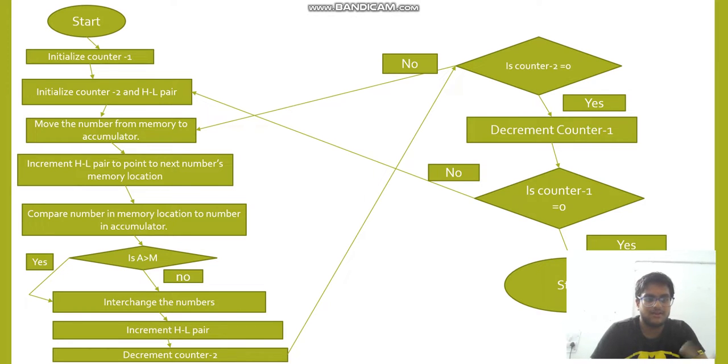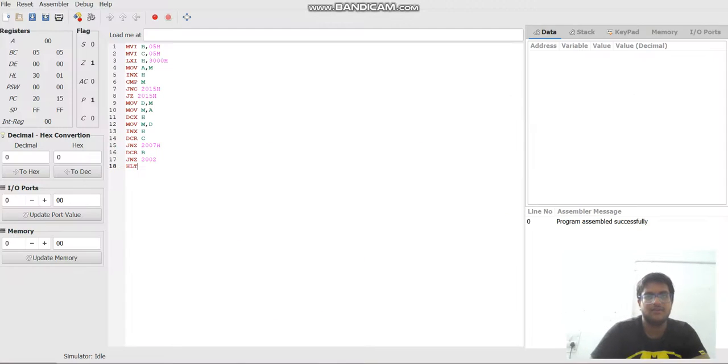If the HL pair increment happens, the decrement of counter minus 2 will also happen. If counter minus 2 is 0, then it will go to decrement counter minus 1, or else it will repeat the process. After counter minus 1 is decremented, it will check if counter minus 1 is 0. If it's not 0, it will continue the process until all the numbers are arranged, and finally we get the array in the descending order.